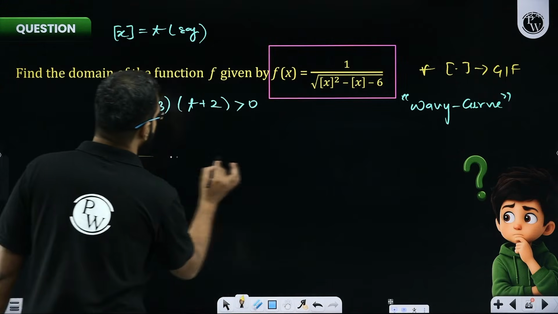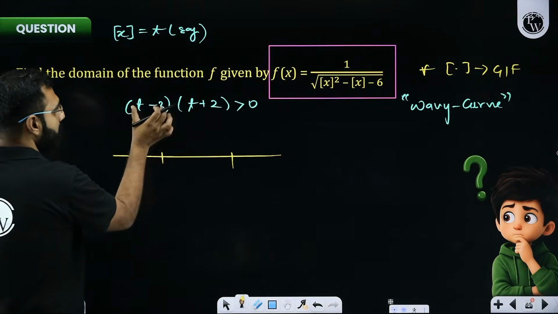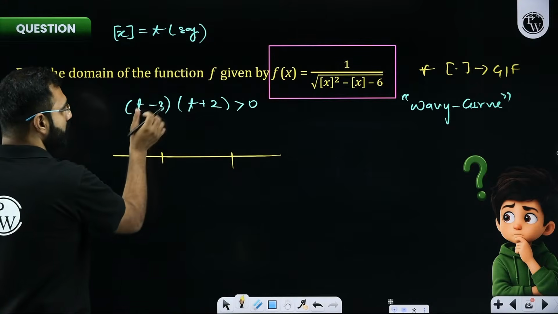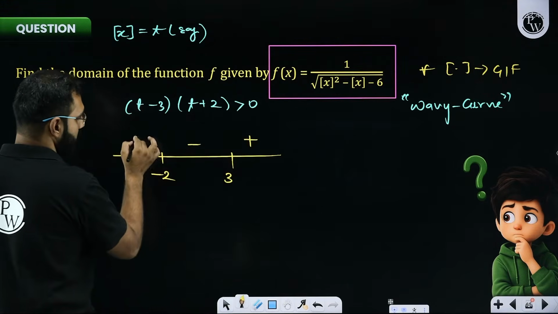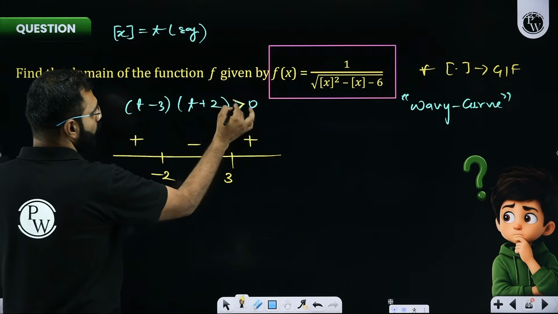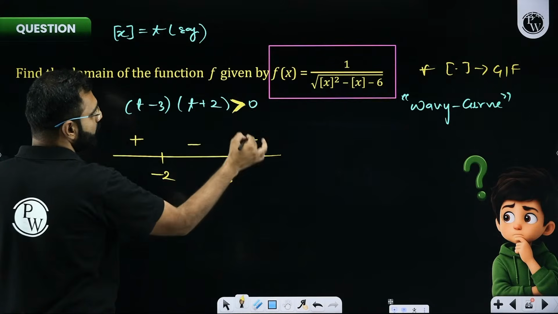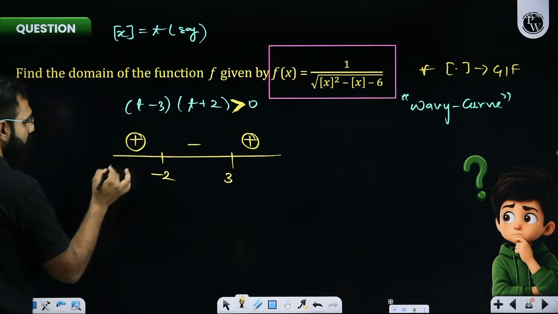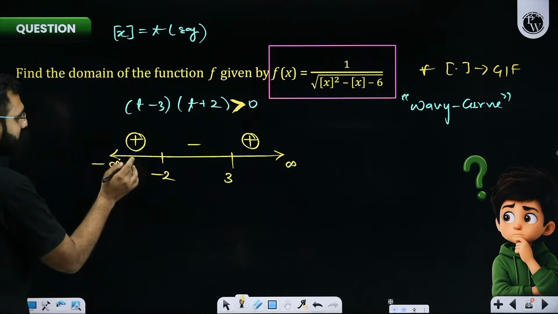The idea is really simple. You plot these numbers on the number line, minus 2 and plus 3. The critical points are minus 2 and plus 3. You put plus, minus, plus like this. Sir, what do we want? We want it to be greater than 0. Greater than 0 means positive. So I will say positive.